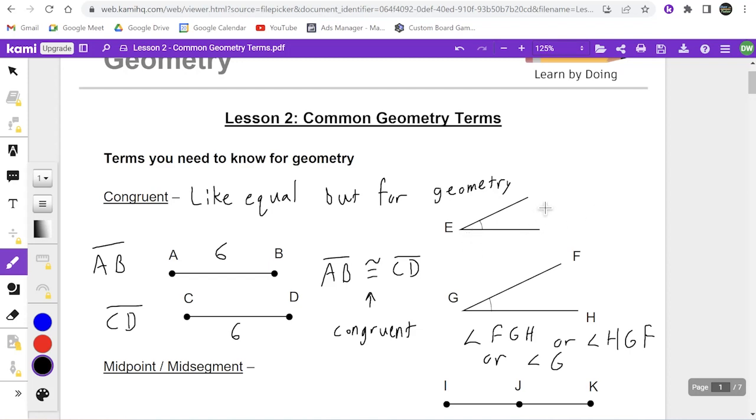And what I would say here is if I want to say that these angles are congruent, then I would write angle E is congruent to any of the 3 I just wrote down. Let's say angle FGH. And that's how you write congruent.